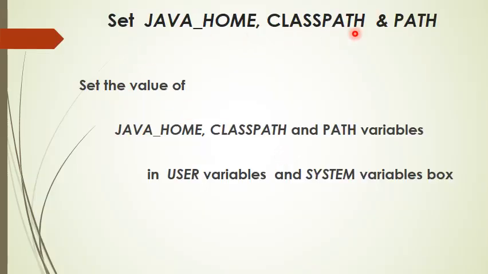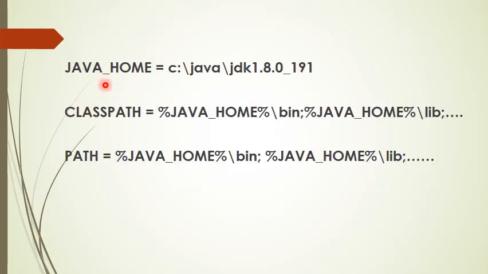Set the JAVA_HOME, class path and path. So we'll set the values for JAVA_HOME. JAVA_HOME is the directory where Java is installed. So in our case it is C:\Java\JDK. So these are the values which you will be using: JAVA_HOME equal to C:\Java\JDK 1.8.0_191, and class path will be set like this: %JAVA_HOME%. This means substitute the value of C:\Java\JDK 1.8.0 in place of JAVA_HOME.